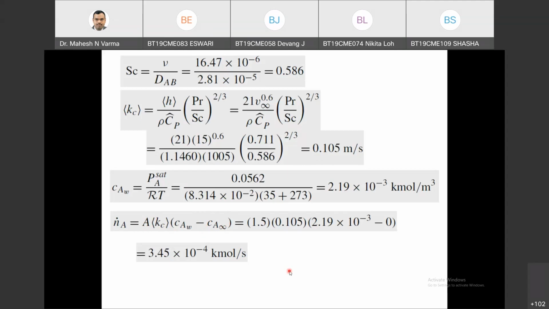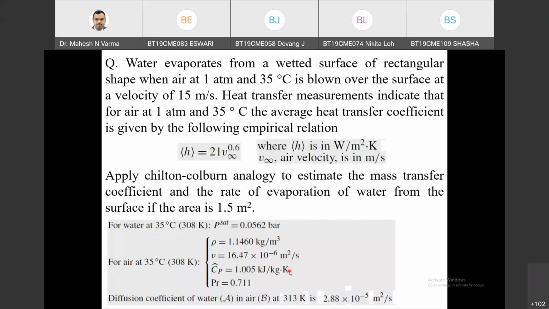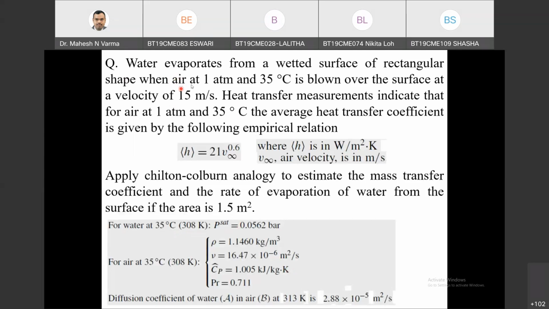Likewise, now you can calculate the drag force exerted by flowing fluid on a wetted surface. Calculate drag force. How to get that? Roll number 28, Lalitha. There is air and this is a wetted surface. So how to get the drag force exerted by flowing fluid on a surface?